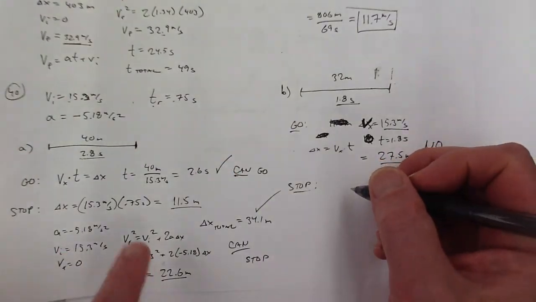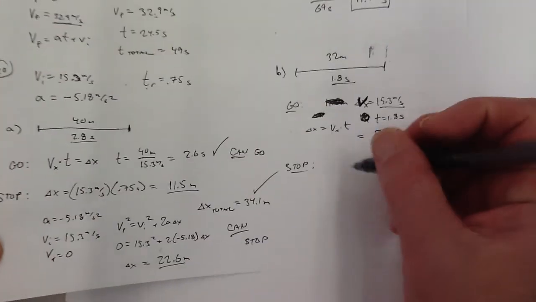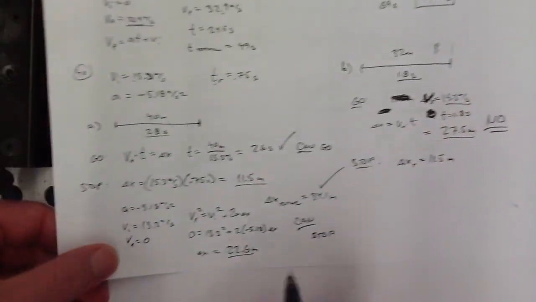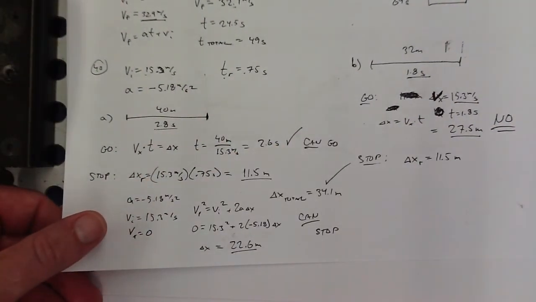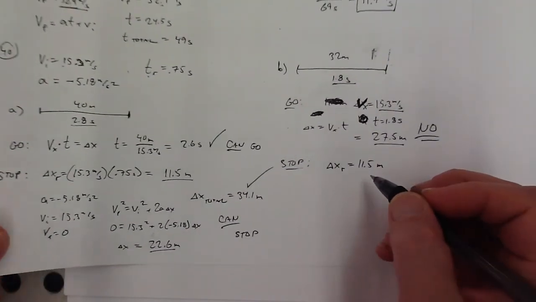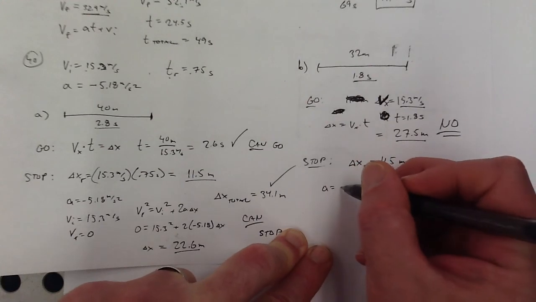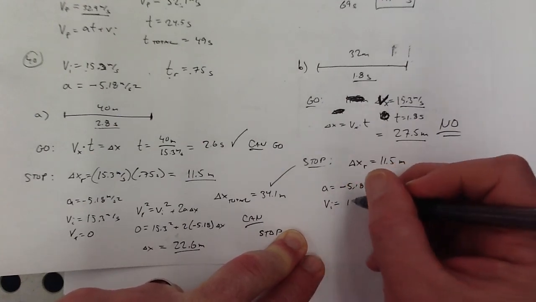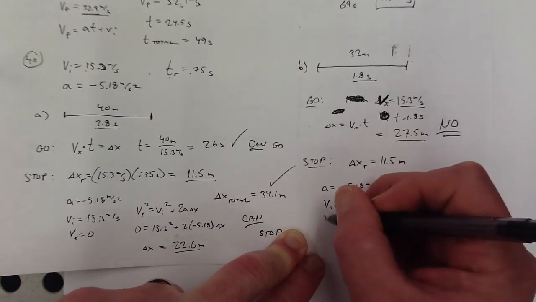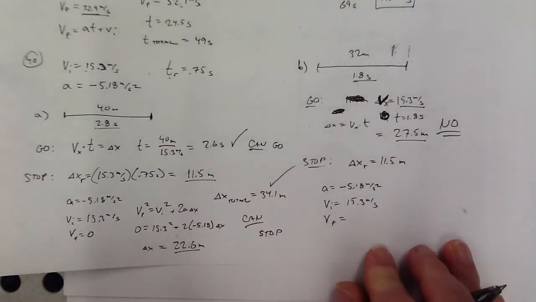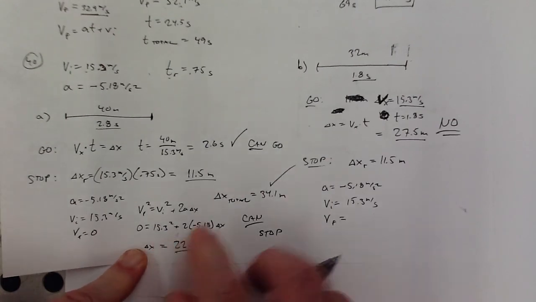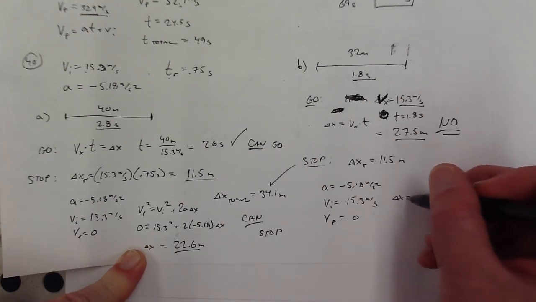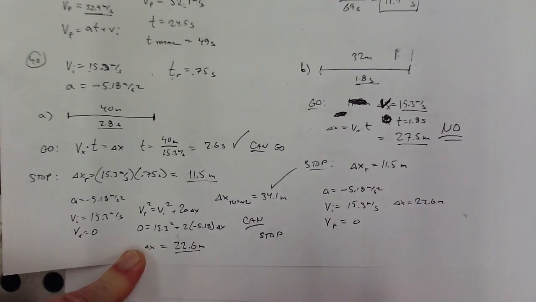Is that going to work? So if we stop, I've got the same situation here. My delta x for my reaction time is still 11.5 meters, right? That's what this is, while I'm realizing that the light is yellow. And then I've got the same acceleration and the same initial velocity, the same final velocity. So it still takes me the same amount of distance here. I don't need to redo that. I probably didn't need to write those down again, I guess. So that still takes me that far.